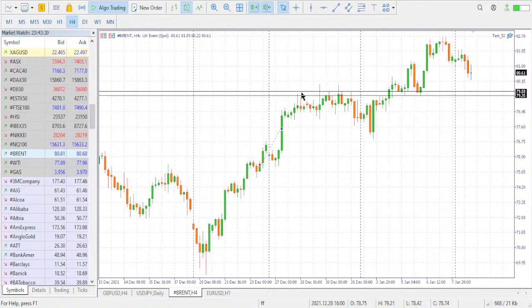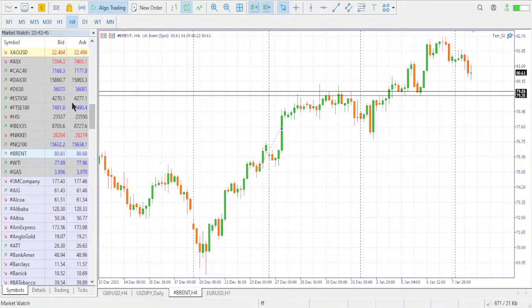So this is like a resistance here. We have a resistance here. There is a break above. There is a pullback. We have a support. If the price can come back down and touch this level, then this should act as the best place to look for a buy from.